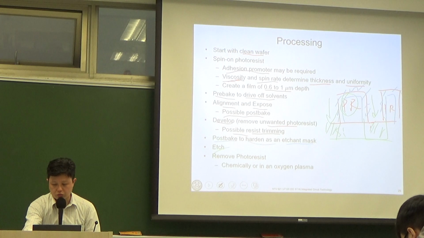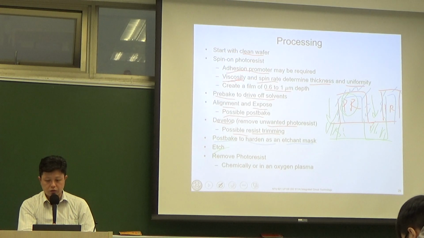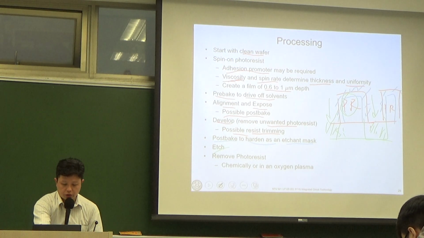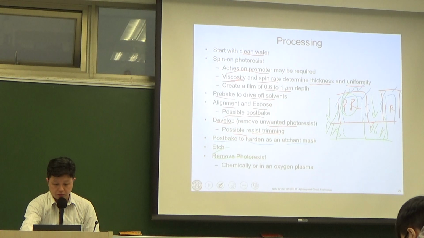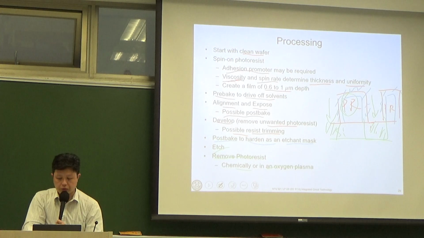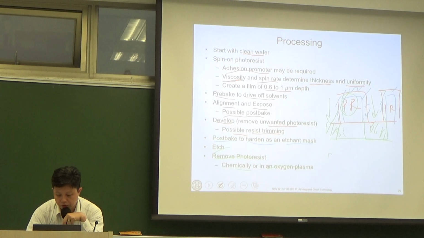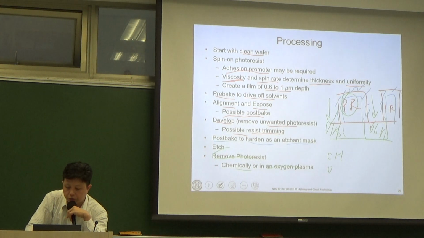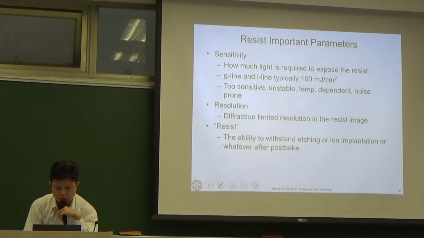For example, you can do the etching to remove the unwanted silicon region here. And then once you finish your etching, you can remove the photoresist, either chemically or in the oxygen plasma. Because we have carbon and hydrogen, if you use oxygen, that's very easy to react with this kind of material and become volatile in your chamber. So you can remove your photoresist using oxygen plasma. Okay.